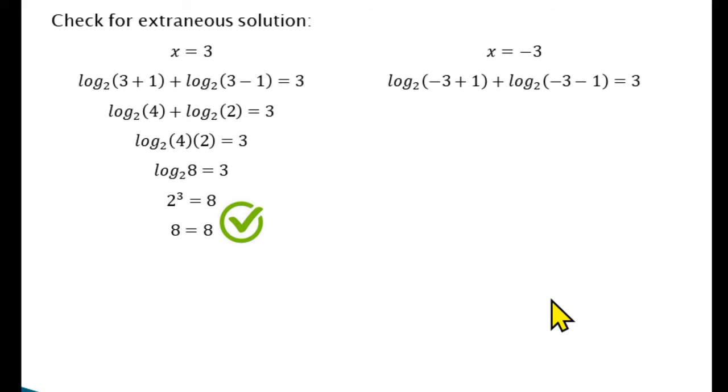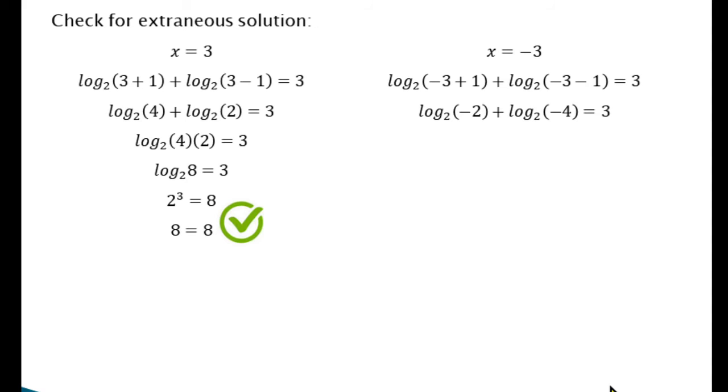Substituting, we get the logarithm of the quantity negative 3 plus 1 base 2 plus the logarithm of the quantity negative 3 minus 1 base 2 equals 3. Performing the operation, negative 3 plus 1 becomes negative 2. So we have the logarithm of negative 2 base 2 plus negative 3 minus 1, that is negative 4. So you have the logarithm of negative 4 base 2 equals 3.